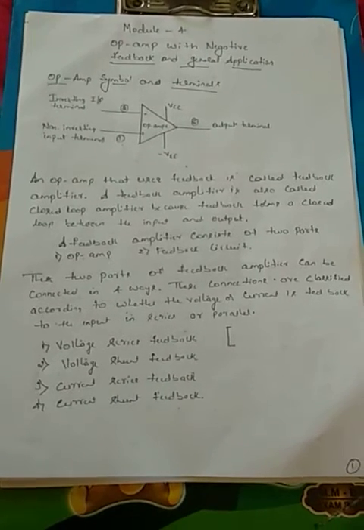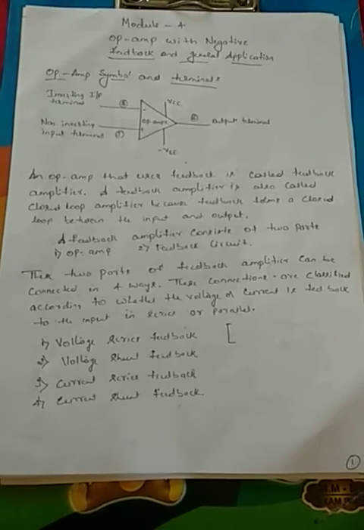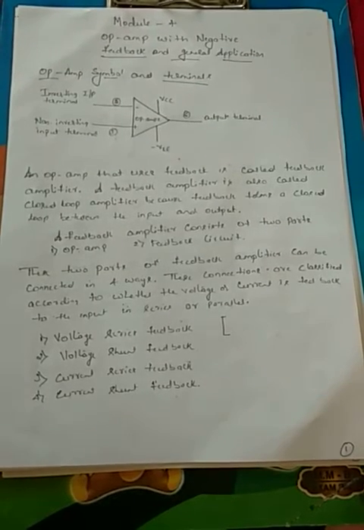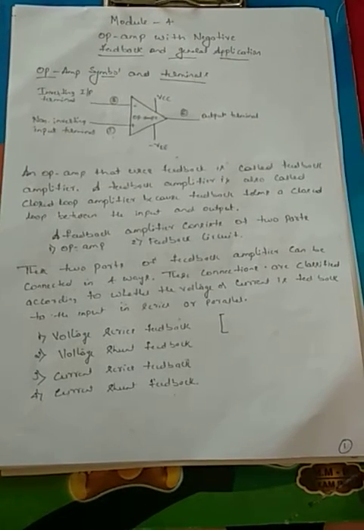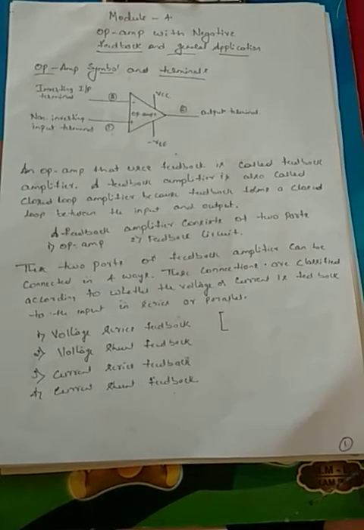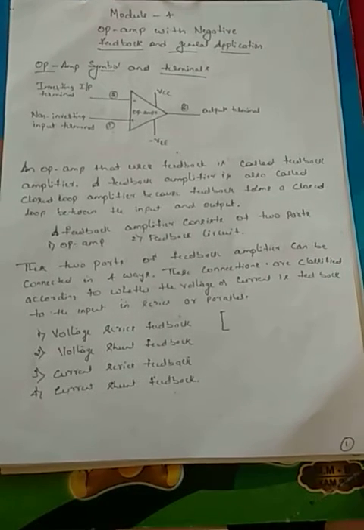Hello everyone. In this video we'll see the op-amp with negative feedback and its general application. In the previous video we discussed the basic op-amp symbol and terminals. An op-amp is represented by a triangle with 5 terminals. Among the 5 terminals, 2 are for applying input, 2 are for supplying voltage and 1 is for output. So we have 2 input terminals.